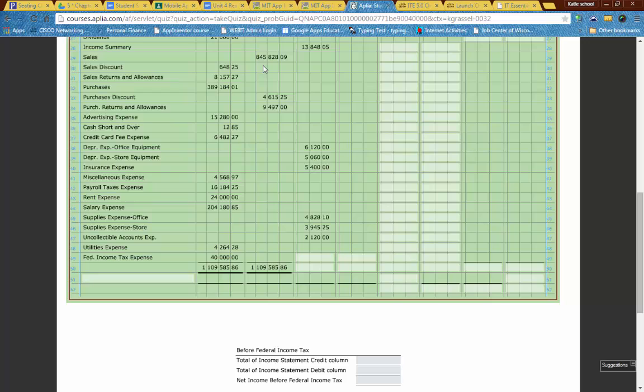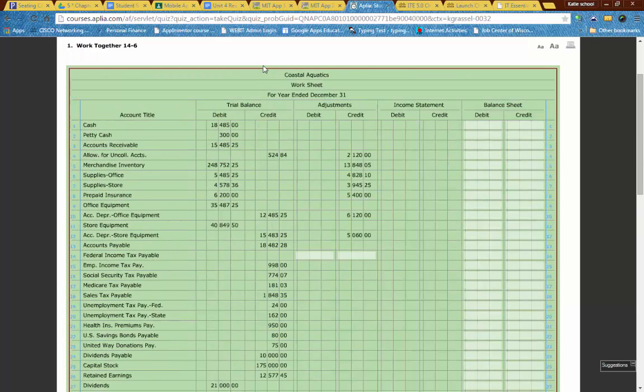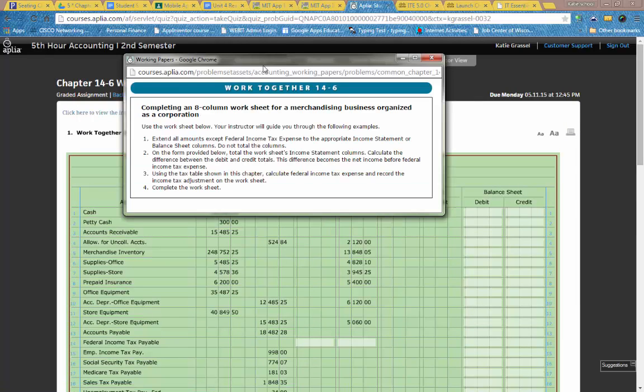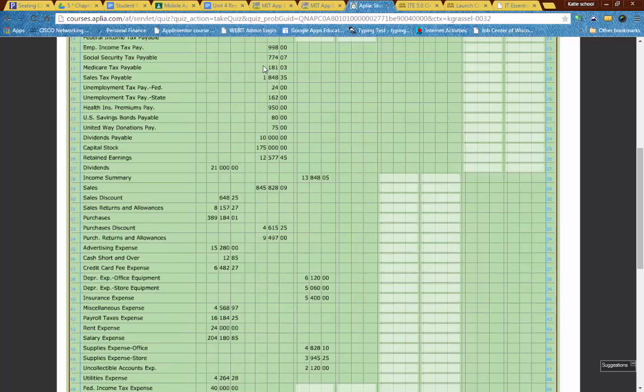So what I need us to do right now is only my income statement columns, not the balance sheet. I'm not starting up at the top because when I take a look at my directions, that important stuff, it says extend all amounts except federal income tax in the appropriate income statement or balance sheet columns and do not total the columns. I'm going to do just the income statement. So income summary is going to go on my income statement column as a debit. Sales is going to go as a credit.